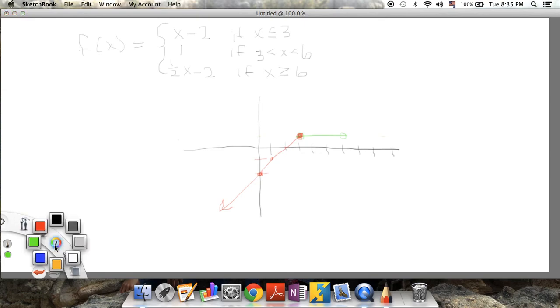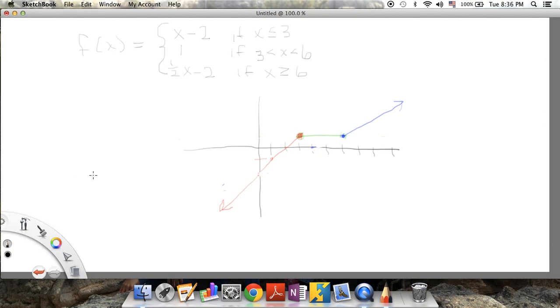And then lastly, we have this line here, 1/2 x minus 2. So again, we're on -2, but this time we're going up 1 and over 2, up 1 and over 2, up 1 and over 2. So we draw in our line here for this last part, except we only want for greater than or equal to 6. So all this part that's less than that, we don't need. So here's our graph.